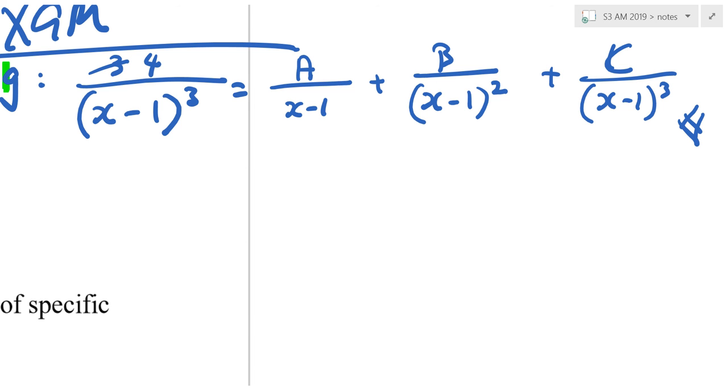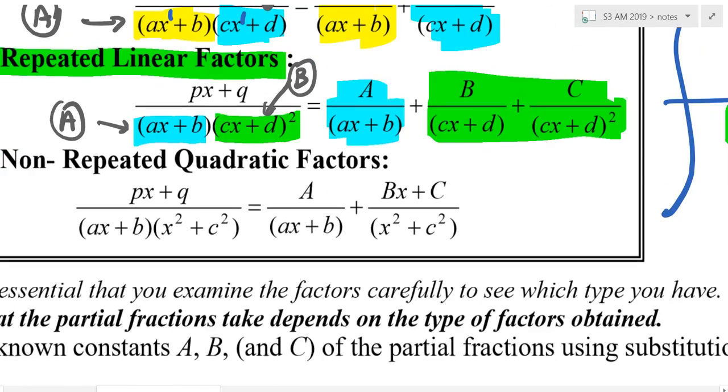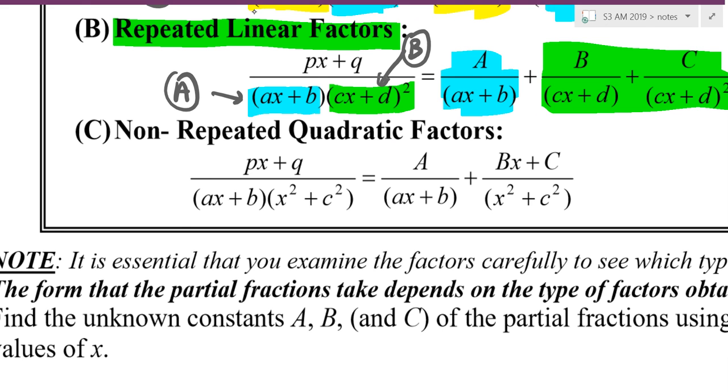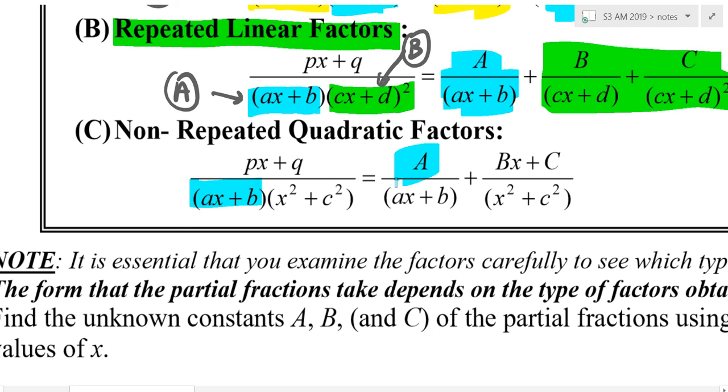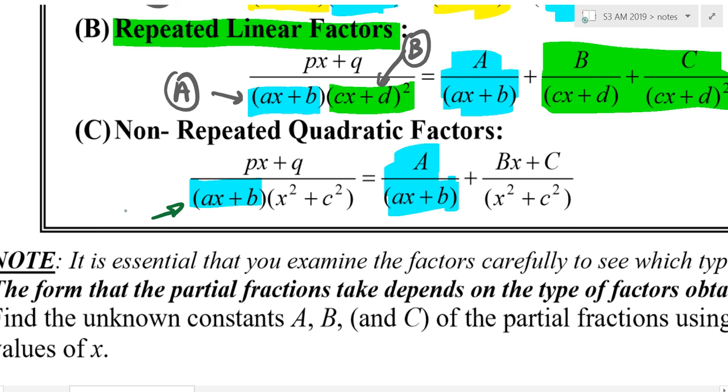Right, can I go through the third one? Can I introduce you the third one? Third one. Now, this is a combination of two cases. Can you recognize? Yes. The first one is linear. The second one is quadratic.